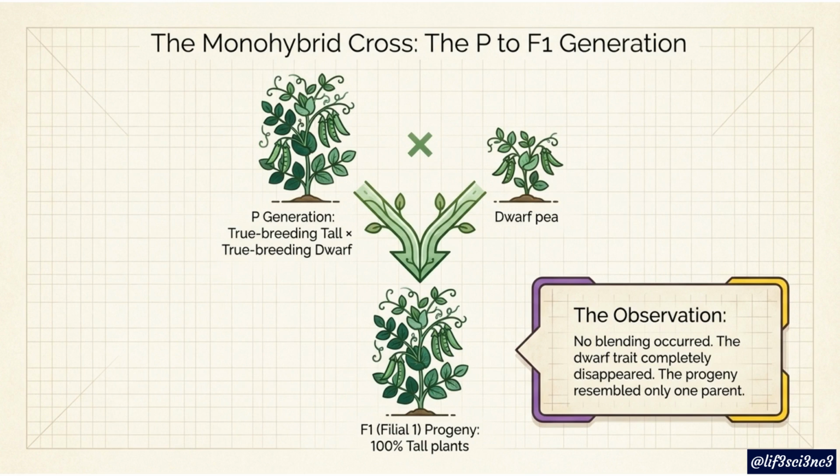Let's look at Mendel's first big experiment, the monohybrid cross. Mendel took a true breeding tall plant and crossed it with a true breeding dwarf plant. This initial pair is the parental generation. When he raised the seeds, the resulting offspring, called the F1 or filial 1 generation, turned out to be 100% tall plants. This was a shocking observation at the time. There was absolutely no blending of traits. The dwarf characteristic had completely disappeared from view, and the progeny looked exactly like just one of the parents. Where did the dwarf trait go?